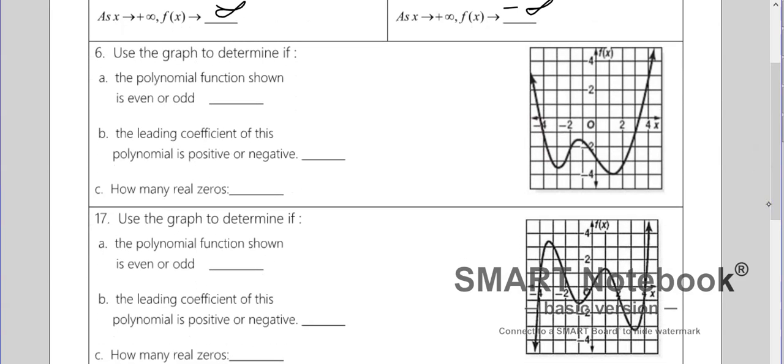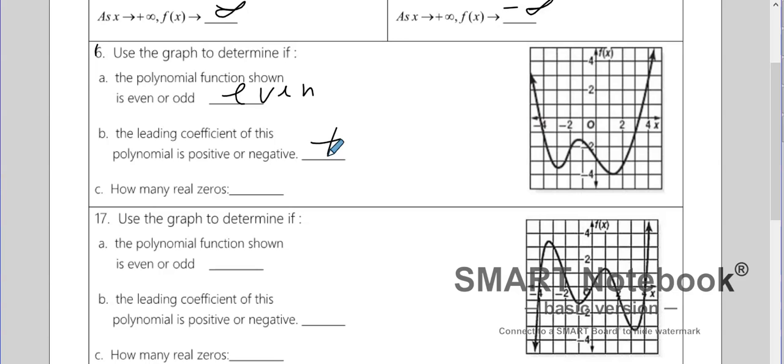Number 6. Use the graph to determine if it's even or odd. All right? Well, since they're both going the same direction, and they're going up in the sky, this should be number 16. That means it is even. It looks like it's probably a 4, could be a 6. It's definitely not a 2. The lead coefficient is positive or negative. Since they're both going towards the sky, it's positive.